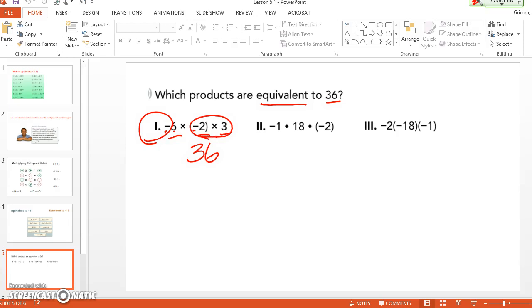All right, so number 2, should this sign be positive or negative? Positive, why? There's 2 negatives, good. So this is positive, 18 times 2 is 36, so this one works. Okay, number 3, how many negatives are there? 3, so the sign of this one should be negative. So this would be negative 36, which would not be equivalent, so that would not work. Okay, any questions on that?